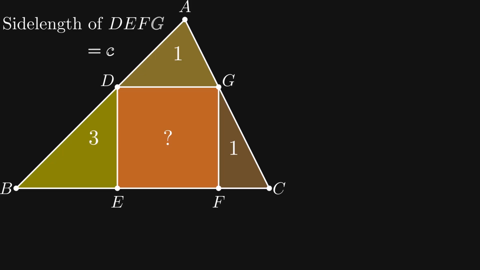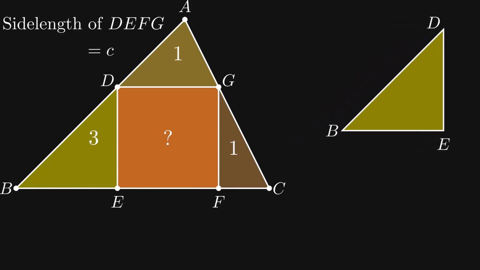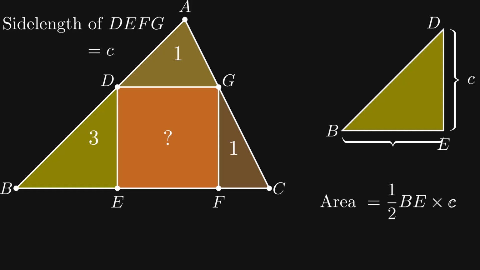So let's use the information we've been given so far, starting with triangle BED. We know its height is equal to the side length of the square, which is C, and its base is the length of segment BE. So the area of triangle BED is 1/2 BE multiplied by C. Since we were given the area of triangle BED as 3, we can set up the following equation. Solving for BE, we get BE is equal to 6 divided by C.